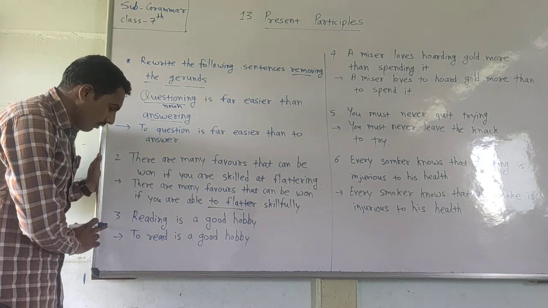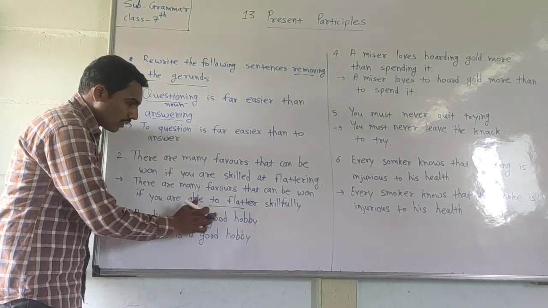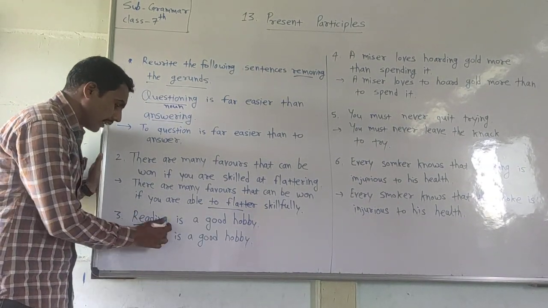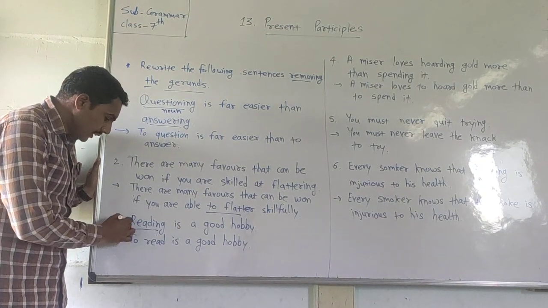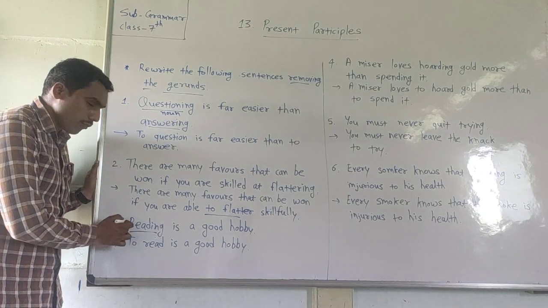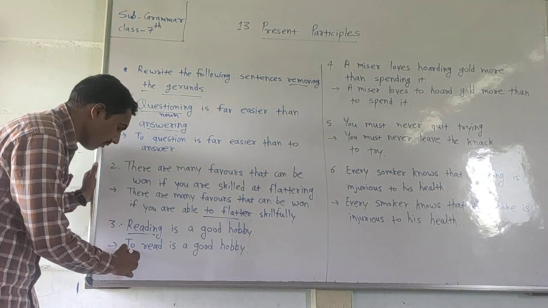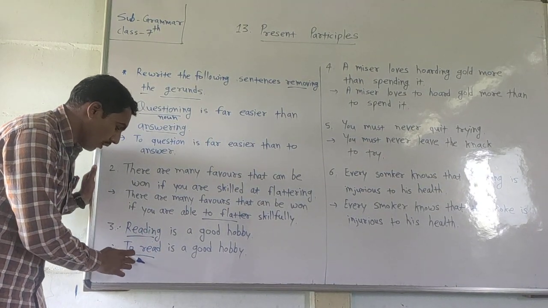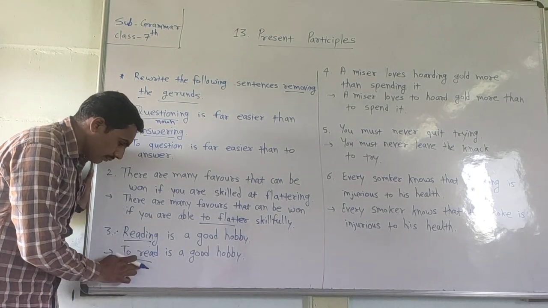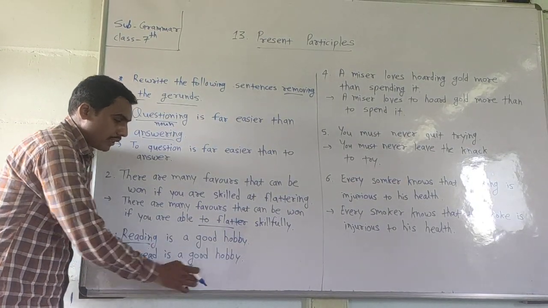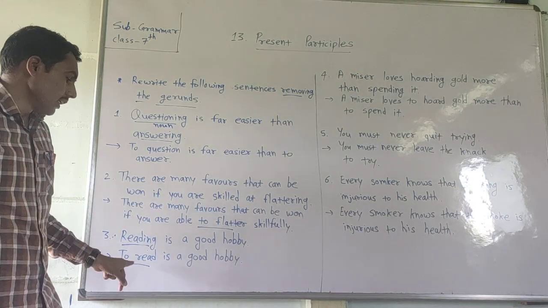Now the third one is: reading is a good hobby. Look here, reading is a good hobby. Reading is used as a gerund in this sentence. We want to remove the gerund, so we convert this reading into a verb. To read is a good hobby. In this way, we convert the gerund into a verb.